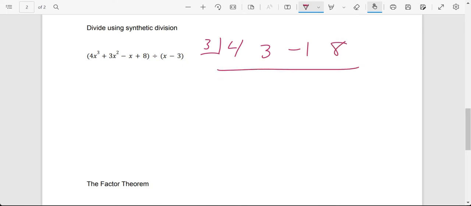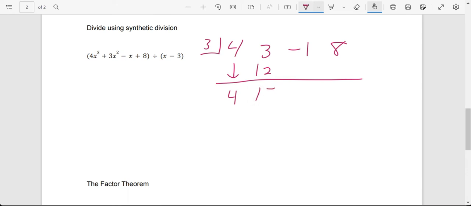Let's give myself a little more space. There we go. It's better. So you always bring down the first term straight down. Then whatever is down here below the line, you multiply by what's in the box. What's in the box? It says 3, so 3 times 4 is 12. Add them up, get 15. Multiply again, you get 45. Add, you get 44. 44 times 3 will get you 132. Add it, you're going to get 140.